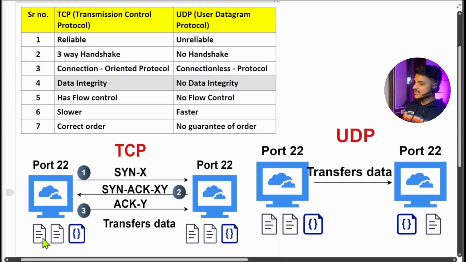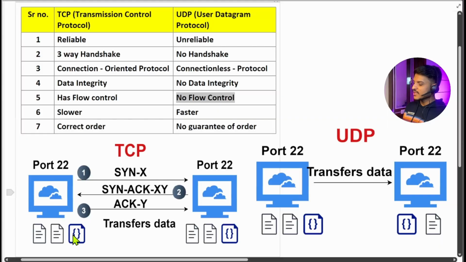What do I mean by this? As you can see, in TCP from system A we are sending 3 packets, and at system B we are receiving 3 packets, whereas in UDP system A has sent 3 packets and system B has received only 2 packets. So there is no data integrity. Fifth, TCP has a flow control mechanism whereas UDP doesn't have a flow control mechanism.